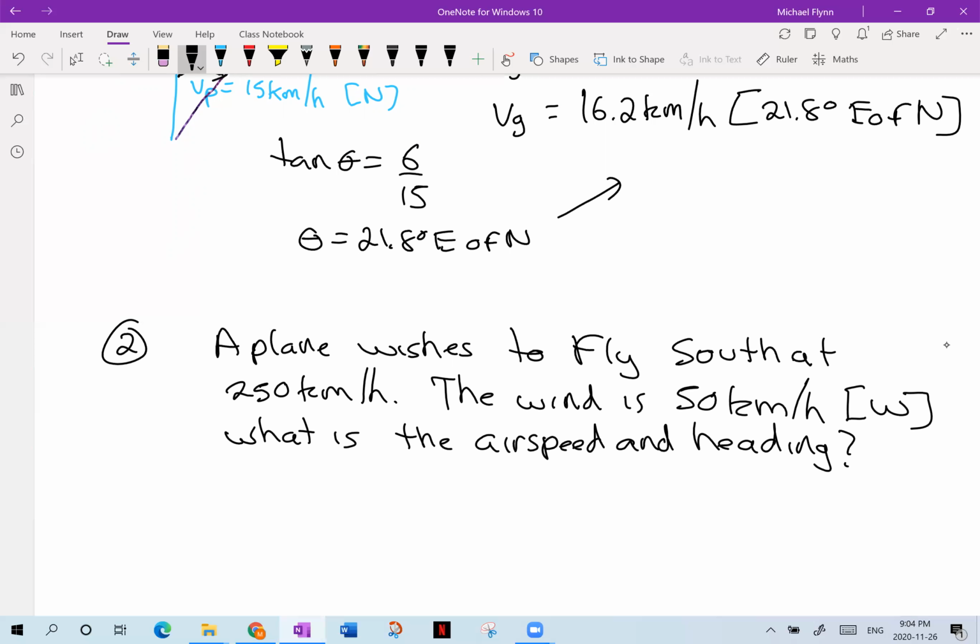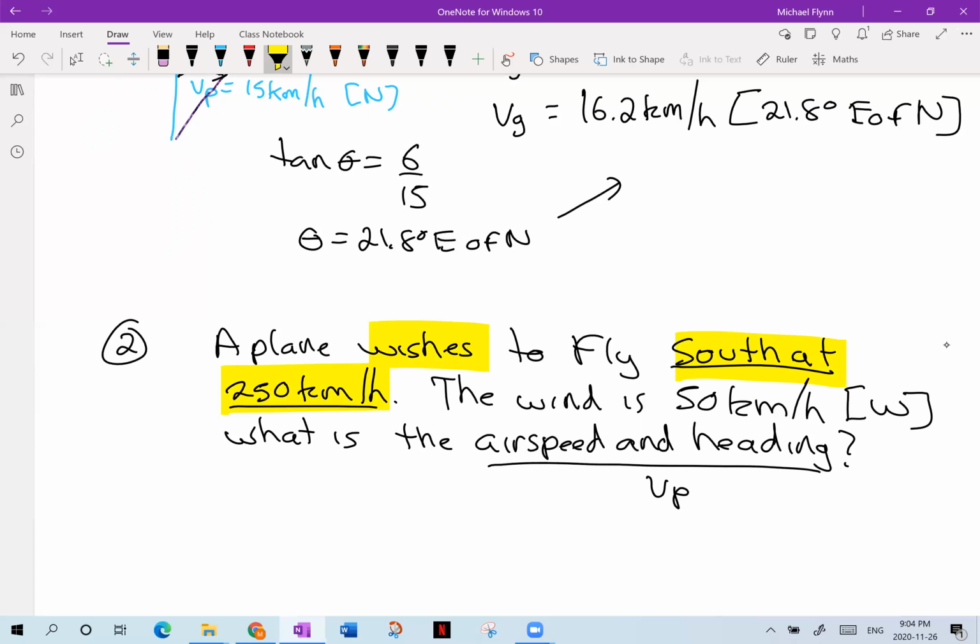Okay, in other words, this here is VP. It's what the pilot has control over. He has control over these two things. But this south at 250, I'll highlight it in yellow, is what he wishes to do. Okay, it says right there, he wishes to do that. So that's the ground velocity. So this one here has to be the ground velocity.